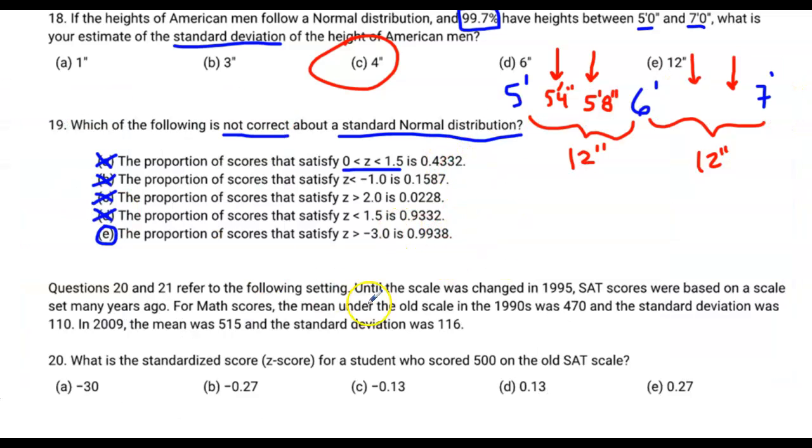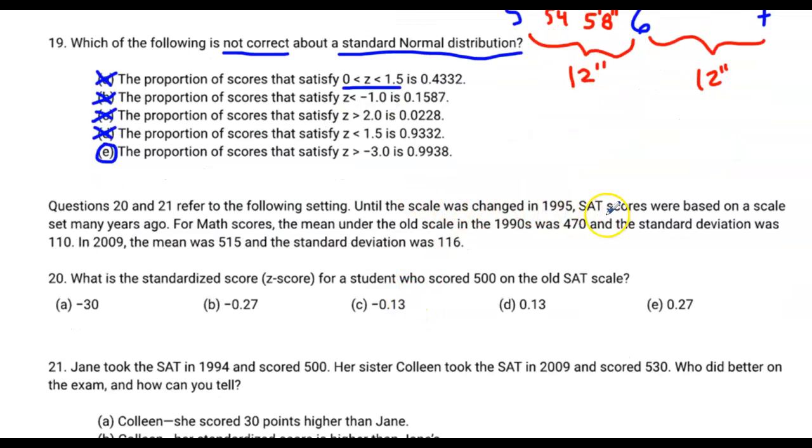Questions 20 and 21 talk about the setting of SAT scores from 1995. The mean of the old scores is 470 for math, and the standard deviation is 110. In 2009, the students had different scores, the mean was 515, and the standard deviation is 116.